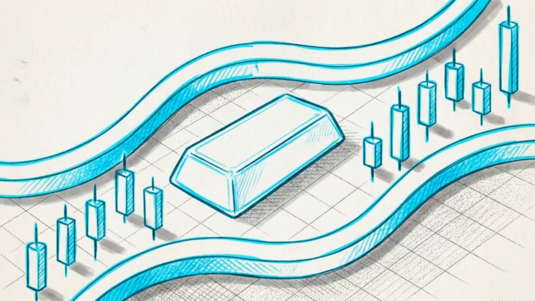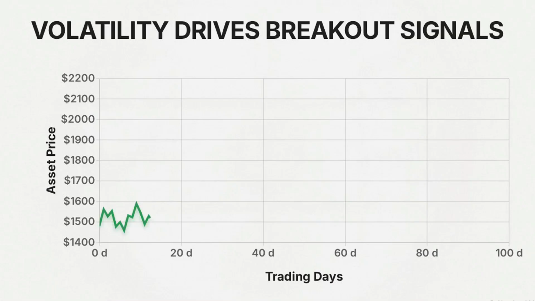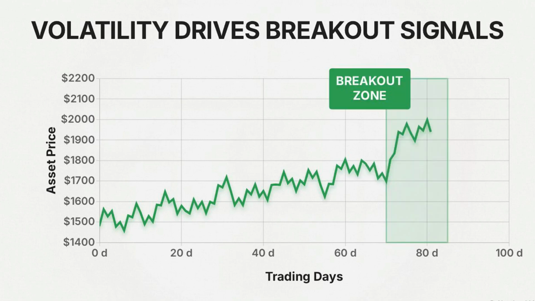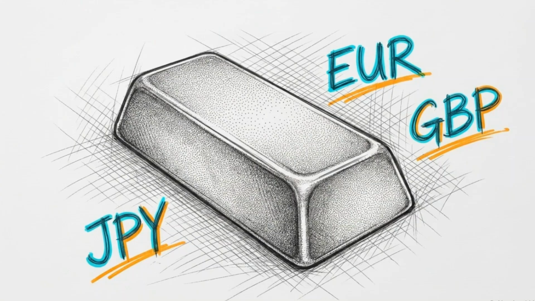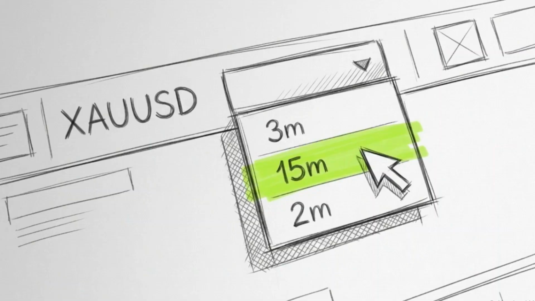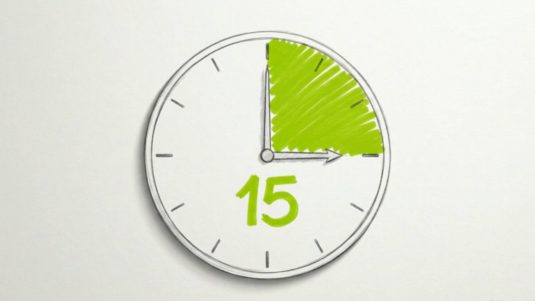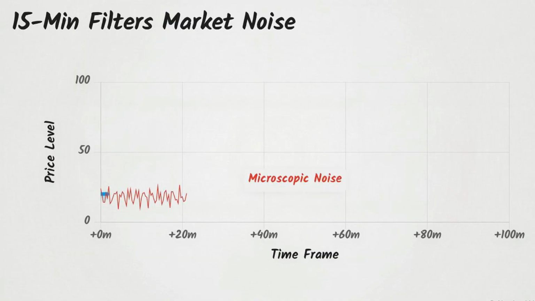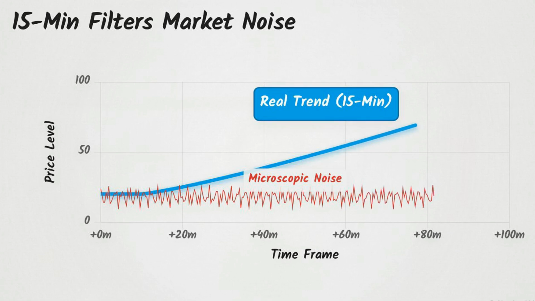Step 1 is selecting the right environment. This strategy requires assets with high liquidity and significant daily price movement to actually generate breakouts. Gold, or XAUUSD, is an ideal vehicle here, along with major, highly volatile currency pairs. Once you have your asset, open your charting platform and set your candlestick time frames strictly to 15 minutes. The 15-minute window is the optimal sweet spot for this specific setup. It gives the market enough time to confirm a real trend while keeping you insulated from microscopic second-by-second price fluctuations.